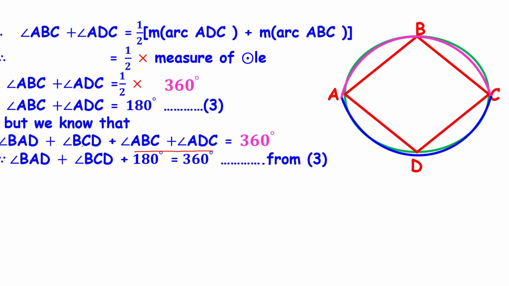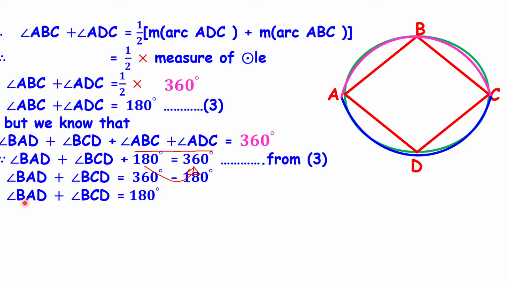Therefore, angle BAD plus angle BCD plus 180 is equal to 360 degree. Transfer this 180 degree to RHS, plus becomes minus. Therefore, measure of angle BAD plus angle BCD is equal to 360 minus 180. How much? 180 degree. Therefore, angle BAD plus angle BCD is equal to 180 degree. Hence the proof. That means the opposite angles of a cyclic quadrilateral are supplementary.